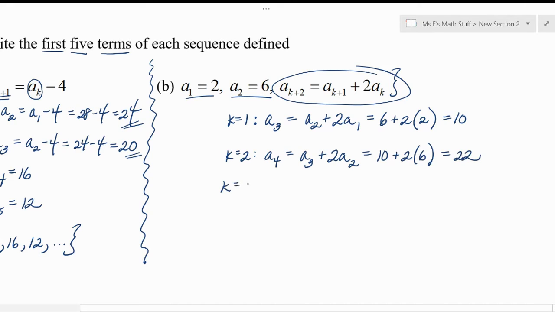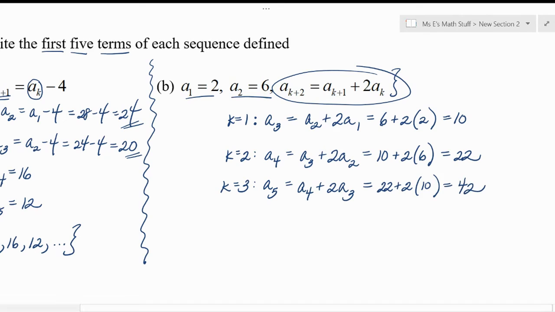One more round and we'll be done. So let k equal 3, and this thing will spit out what a sub 5 should have been. So it'll tell you a sub 5 would be a sub 4 plus 2 times a sub 3. All right, a sub 4 we just figured out was 22, and we're going to do 2 times a sub 3, which was 10. So let's see, what is that, 42? There we go. All right, my friends.